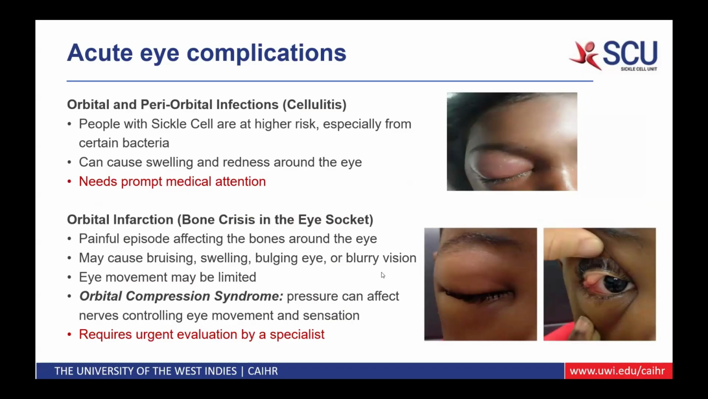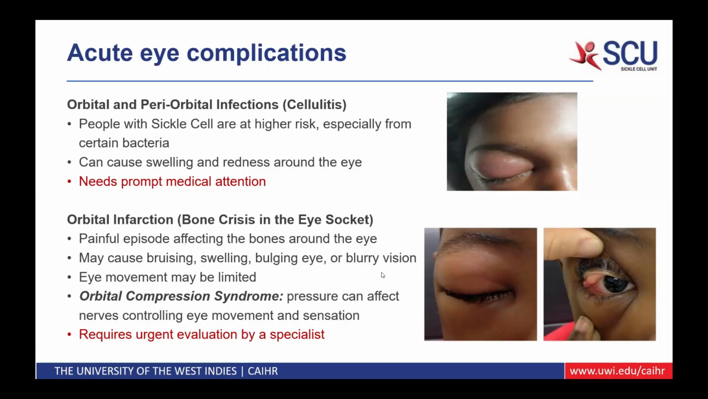Additionally, persons with sickle cell disease, of course, unfortunately, can be at an increased risk for getting infections. That's primarily because the spleen doesn't work as well, and the spleen is often involved in getting rid of certain types of bacteria. And additionally, because of those different changes in the blood and the blood vessels that we mentioned before. So as a result, it is possible for you to get an infection around the eye, and that can result in basically swelling and redness around the eye. And again, that would need very prompt medical attention.